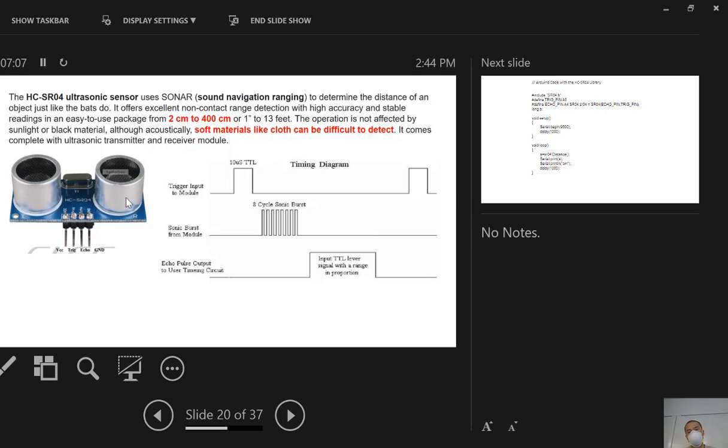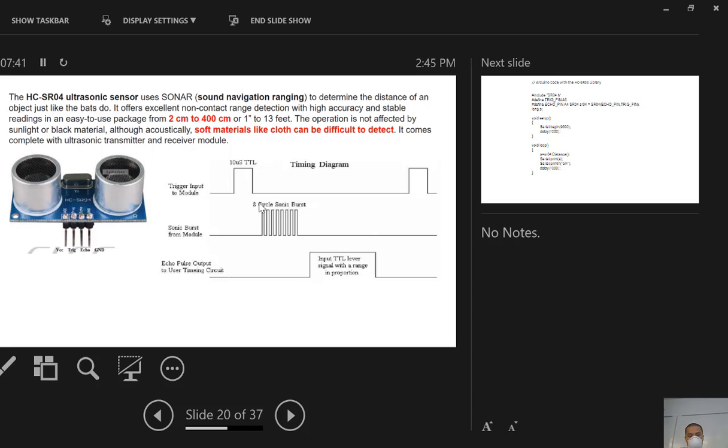Whenever the Arduino sends that sound signal, it can set up a timer. And then whenever it receives the reflection, it is able to reset the timer and calculate the duration between the transmission and the moment of receiving that signal. After the duration is calculated, you can just use the speed of sound to calculate the distance.